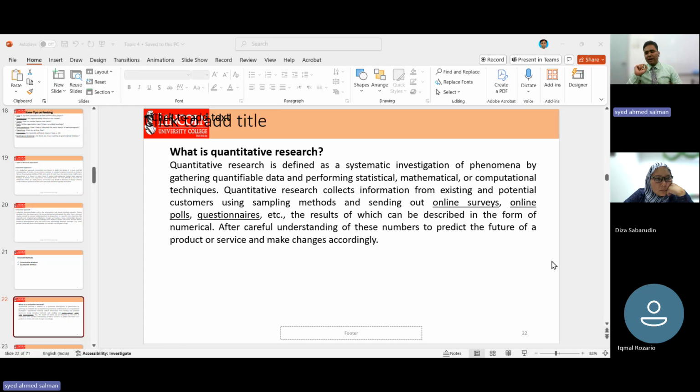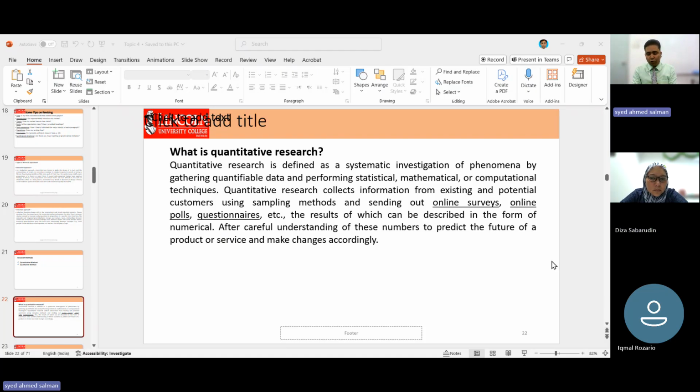Easy to understand. Whenever we are talking about quantitative methods, we are dealing with numbers. Quantitative research is defined as a systematic investigation, because you have already developed the questionnaire, and you are going to do systematic investigation of phenomena by gathering quantifiable data and performing statistical, mathematical, or computational techniques.